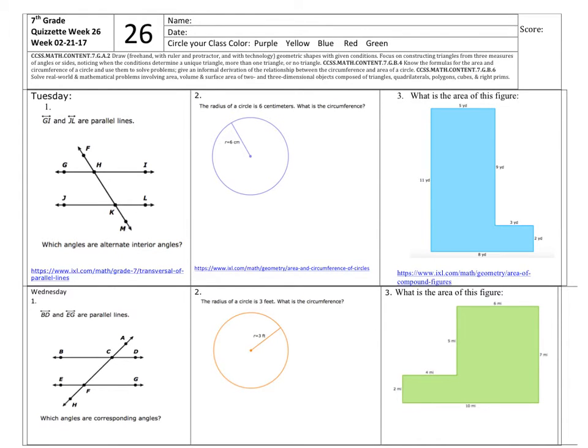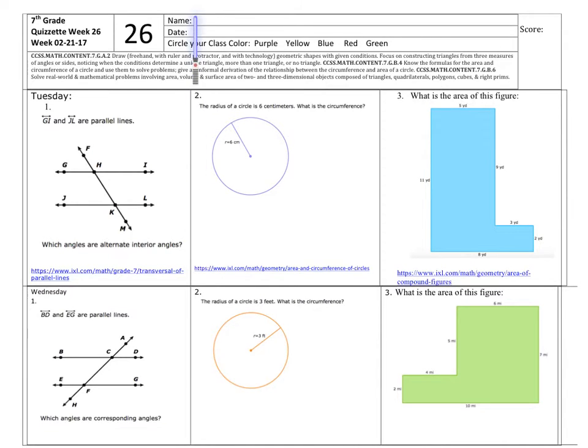This quizette this week has a lot of different things to it. So even though the questions look the same, for instance, for number 1, they're asking for different things every day. Same with number 2 and same with number 3. So make sure that you read the questions carefully.